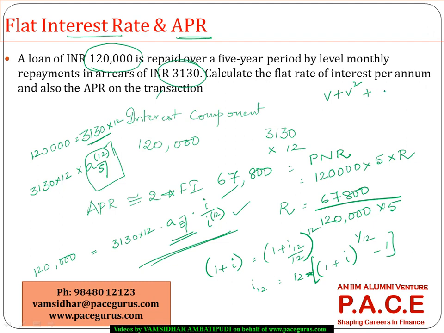I can take A5 as nothing but V plus V squared plus up to V power 5. So the geometric progression gives me first term into 1 minus r power n divided by 1 minus r. So V into 1 minus V power 5 divided by 1 minus V. That is what is going to come up.